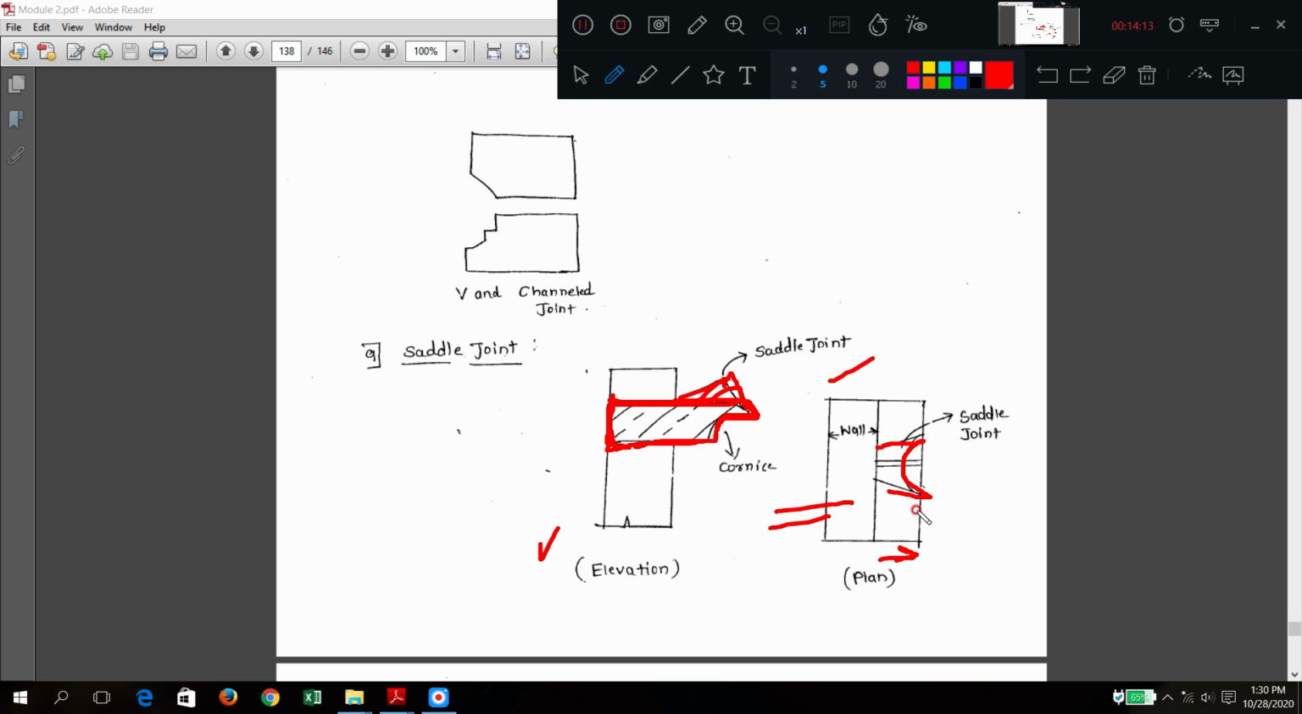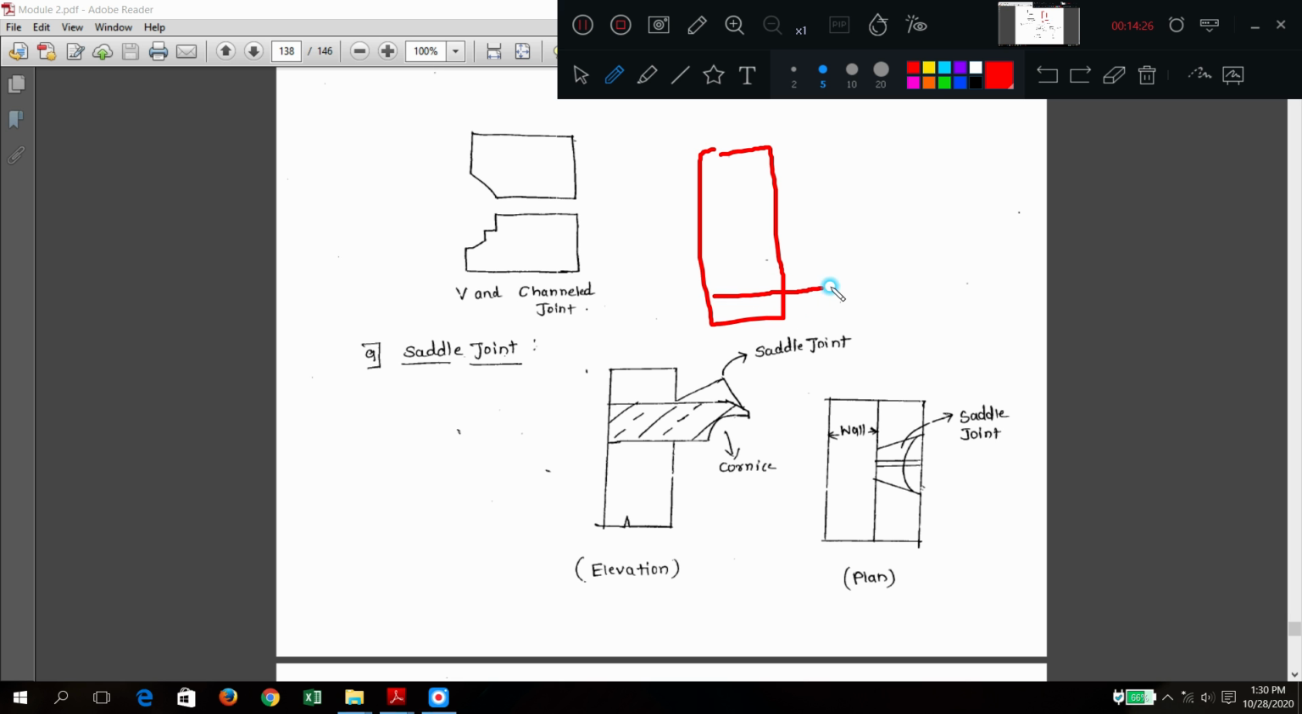Now what they are doing? First the wall is there like this. You have a cornice, which is projecting. One cornice stone will be projecting like this. Another cornice stone you should place next to it, like this. A third cornice stone, like this. The stones are kept. Now to join this, you have some additional piece.